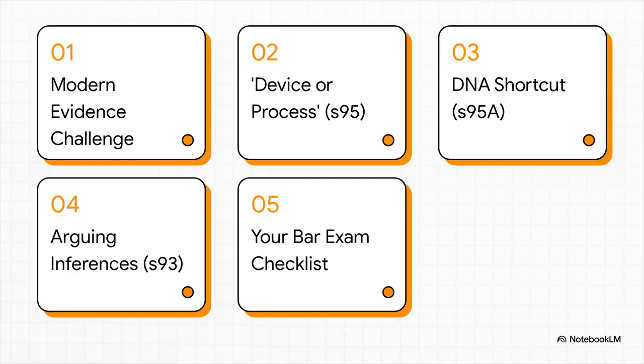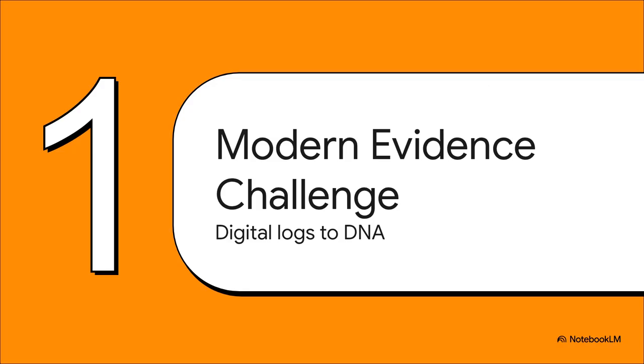So here's our game plan. First, we'll tackle the problem these sections are built to solve. Then, we'll break down the master key, which is Section 95, before moving on to the very specialized shortcut of 95A for DNA. After that, we get to the fun part, the advocate's art of arguing inferences under Section 93. And we'll wrap it all up with a checklist designed to stick in your brain for exam day.